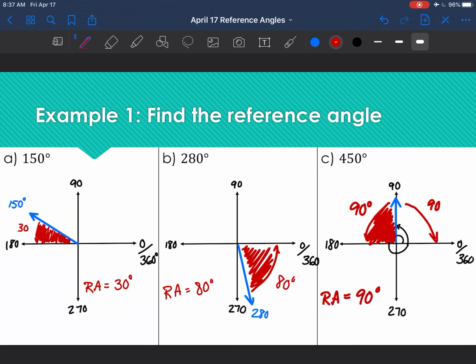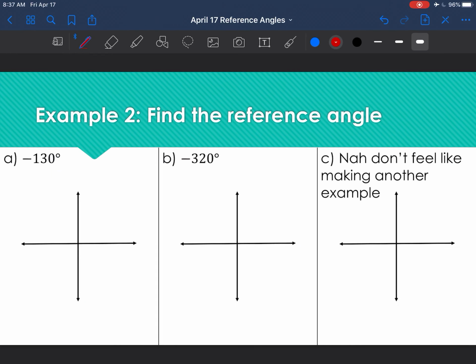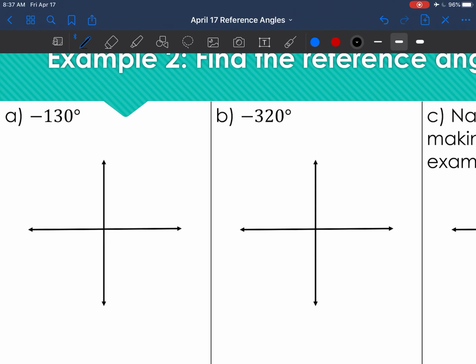All right, so that's what it looks like for positive angles. Now let's do a couple negative ones and then we'll be done. So negative degrees, again, let me just write in 0. This one's going to rotate in the opposite direction when it's negative. So negative 90, negative 180, negative 270.